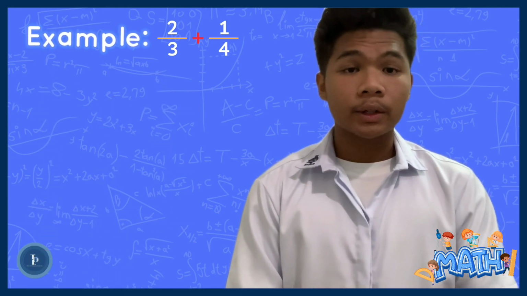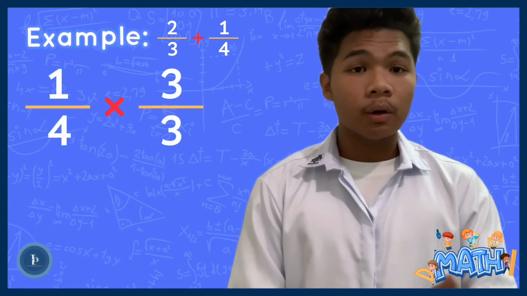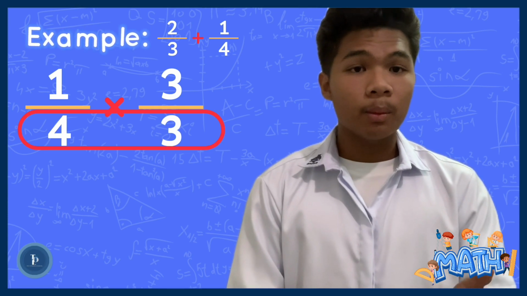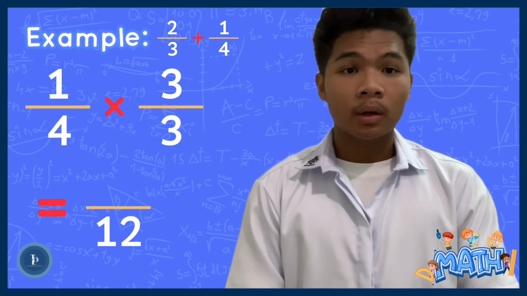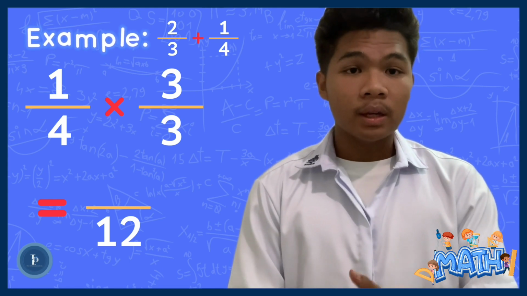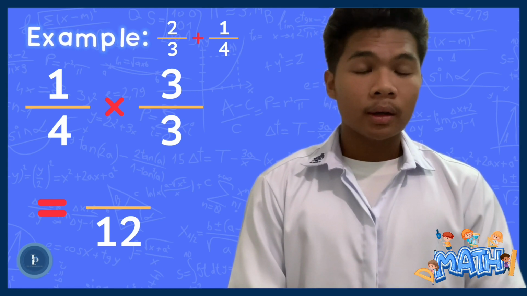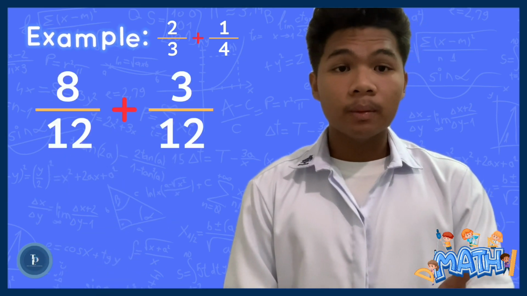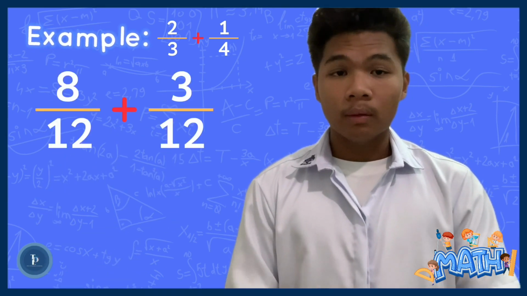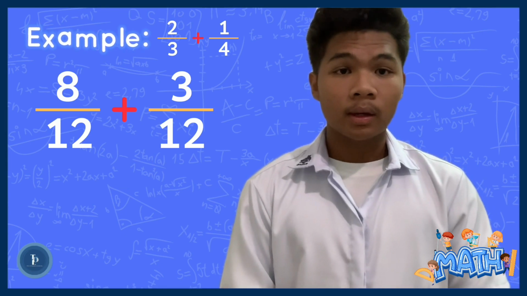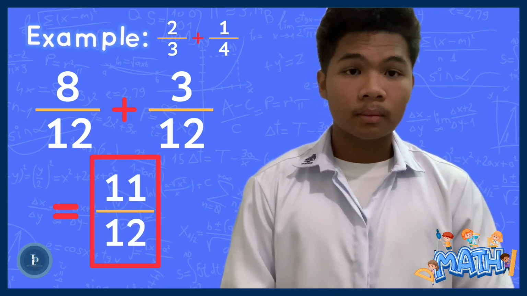To our other fraction, 1 over 4, we'll be using 3 over 3 since 3 times our denominator, which is 4, is equal to our common denominator, which is 12. So 3 over 3 times 1 over 4 is 3 over 12. Since we've made them into like fractions, we can simply add them. 8 over 12 plus 3 over 12 equals 11 over 12.